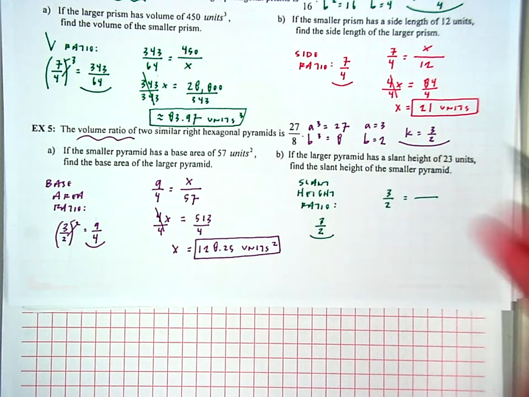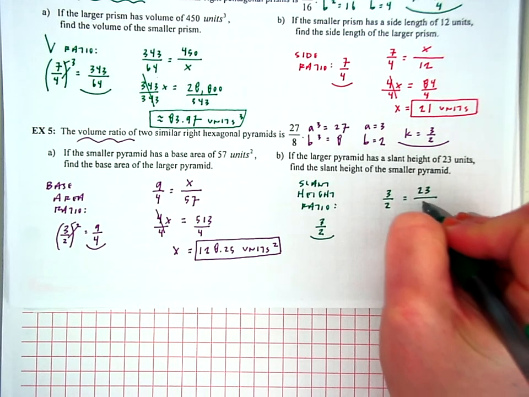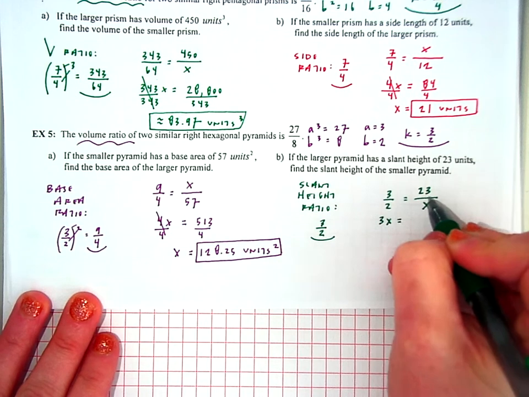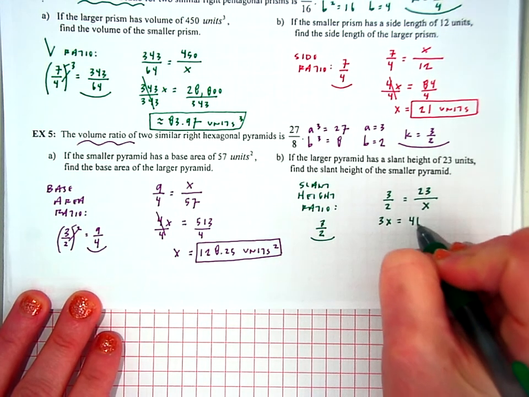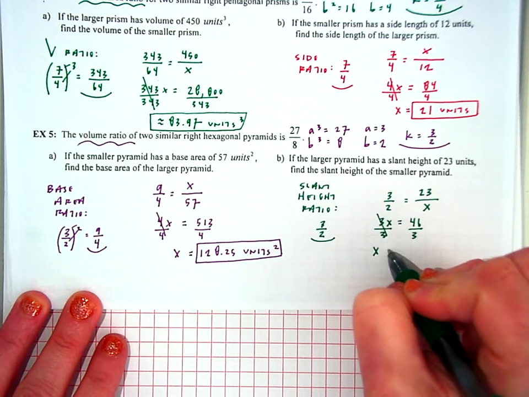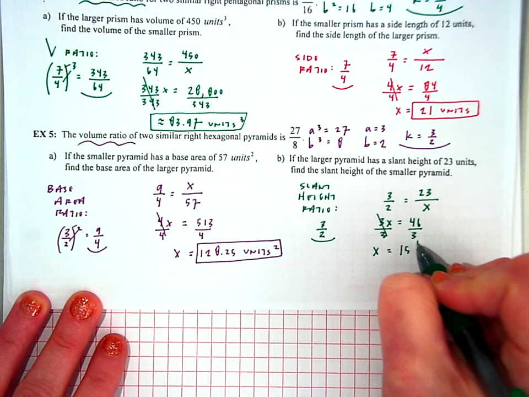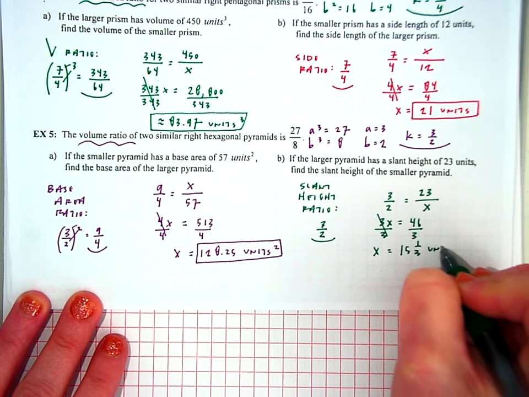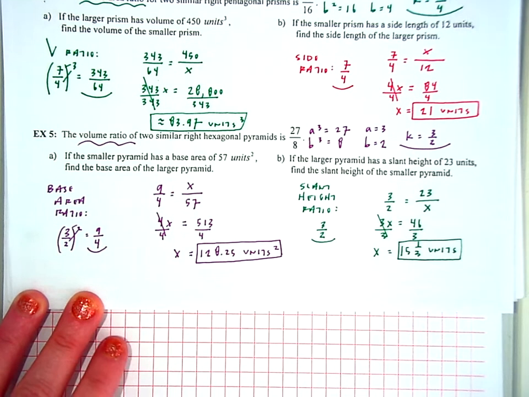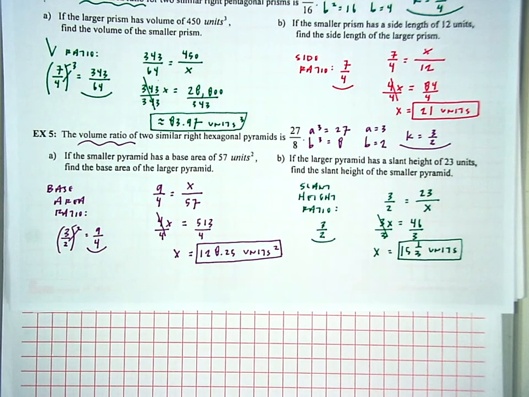So building my proportion, 3 is to 2 just as, the larger pyramid has a slant height of 23 and we want the small pyramid. I have it stacked as large to small, so this needs to be large to small as well. So 23 to x. Okay, cross multiply, and 3x equals 2 times 23, so 46. Divide each side by 3, and we get that x is equal to 15 1/3 units.